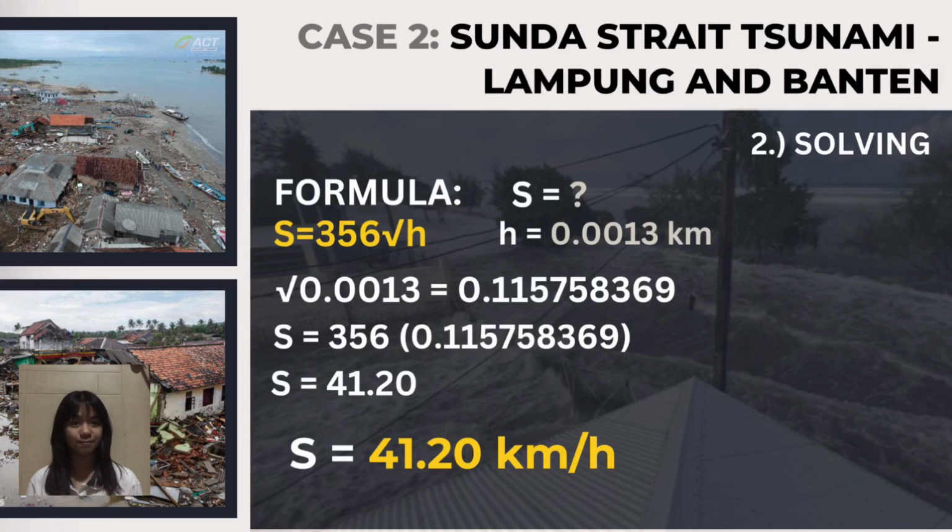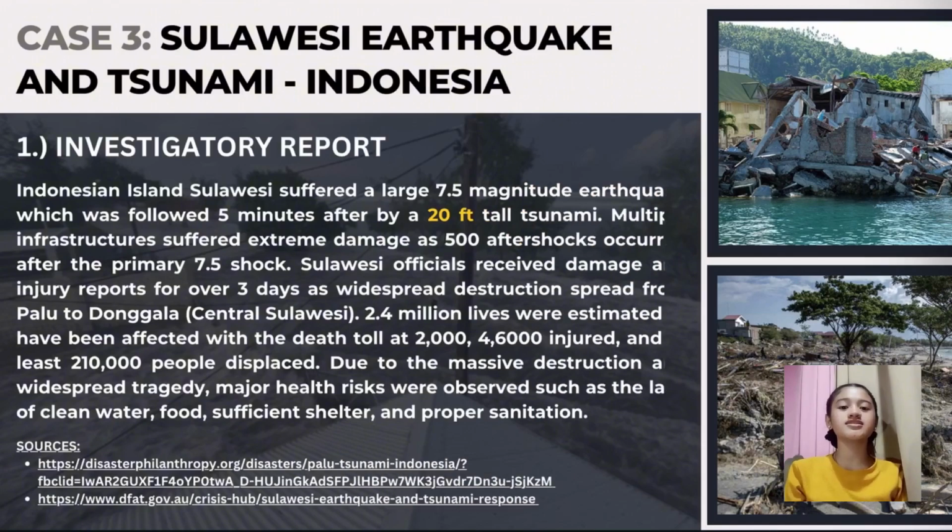Then the third case occurred on the Indonesian island Sulawesi, which suffered a large 7.5 magnitude earthquake, which was followed 5 minutes after by a 9.8 feet tall tsunami. Multiple infrastructures suffered extreme damage as 500 aftershocks occurred after the primary 7.5 shock. Sulawesi officials received damage and injury reports for over 3 days as widespread destruction spread from Palu to Donggala or central Sulawesi. 2.4 million lives were estimated to have been affected, with a death toll of 4,600, injured, and at least 210,000 people displaced. Due to the massive destruction and widespread tragedy, major health risks were observed, such as lack of clean water, food, sufficient shelter, and proper sanitation.